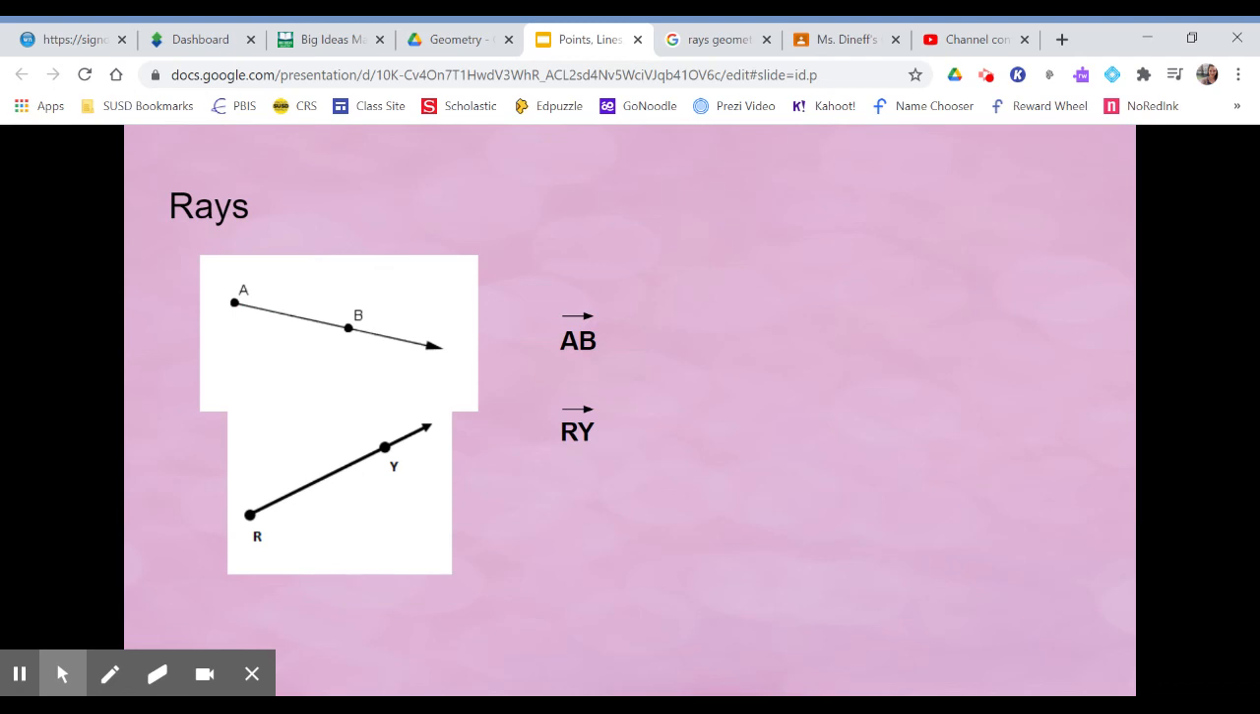So we see that the one on top has an endpoint A, and the rest of the arrow going to the right, and that's exactly how we would draw it on top of AB. Same for the figure underneath. It gives us a point Y, and it also gives us the endpoint R. So again, we're writing those letters RY, and then we're drawing that little ray on top of it to identify it as ray RY.